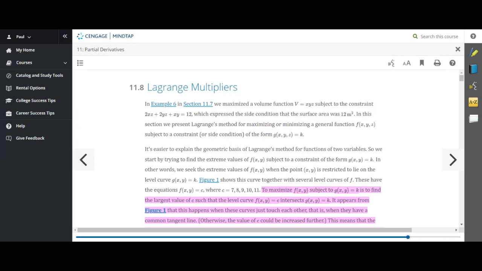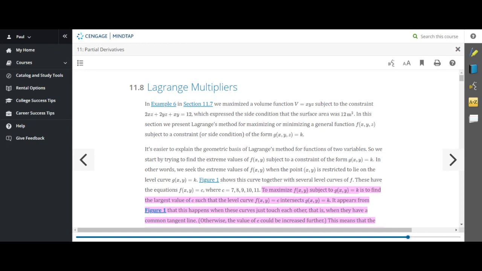What we often want to do is take a function and maximize the function subject to a constraint. Okay? And you can see what I have highlighted here, that if we want to maximize a function subject to a constraint, it would be g of xy equals k. Okay, that's called a constraint.